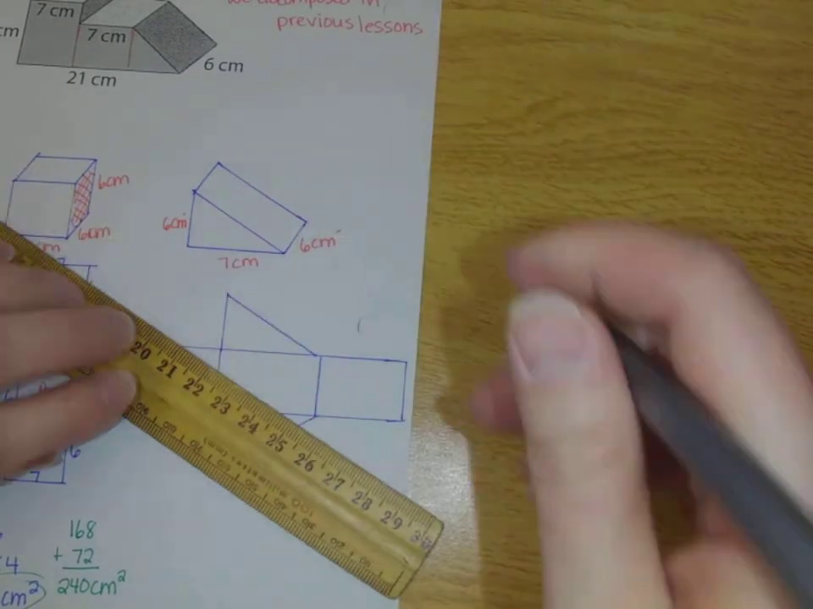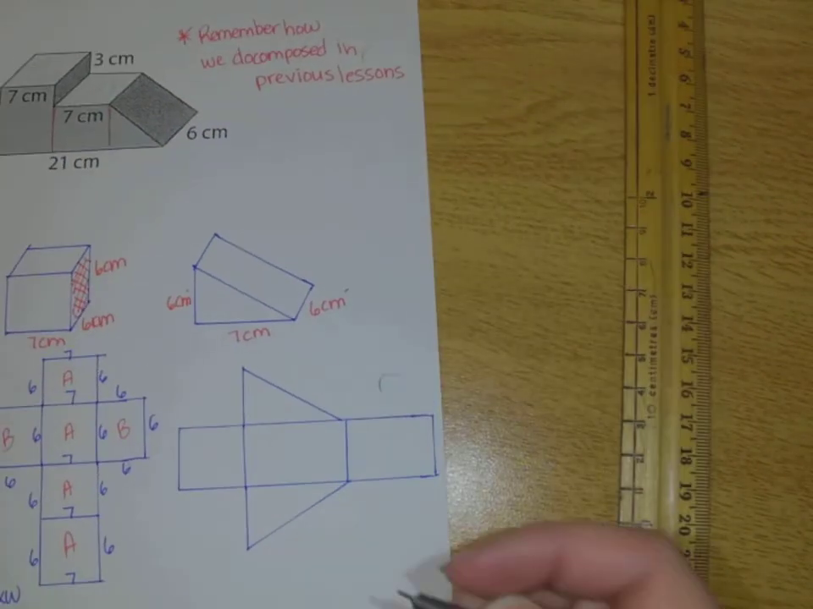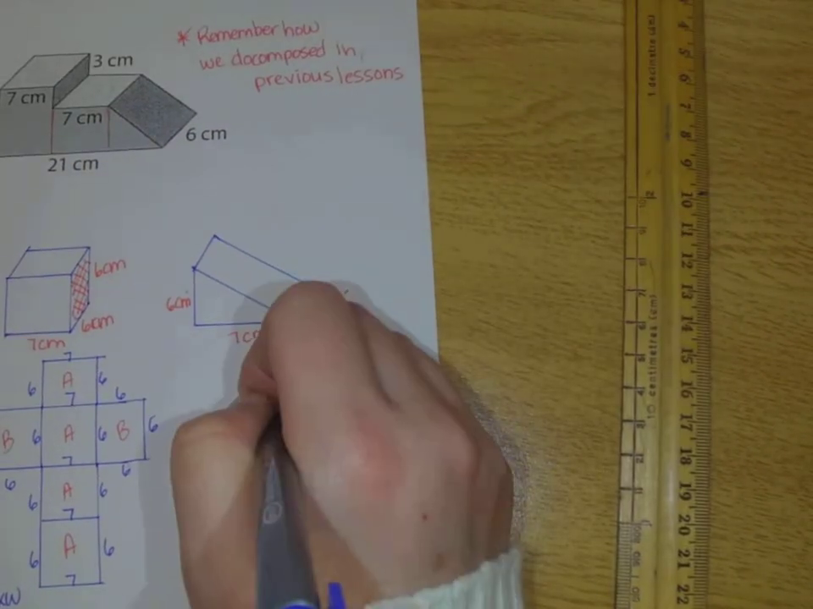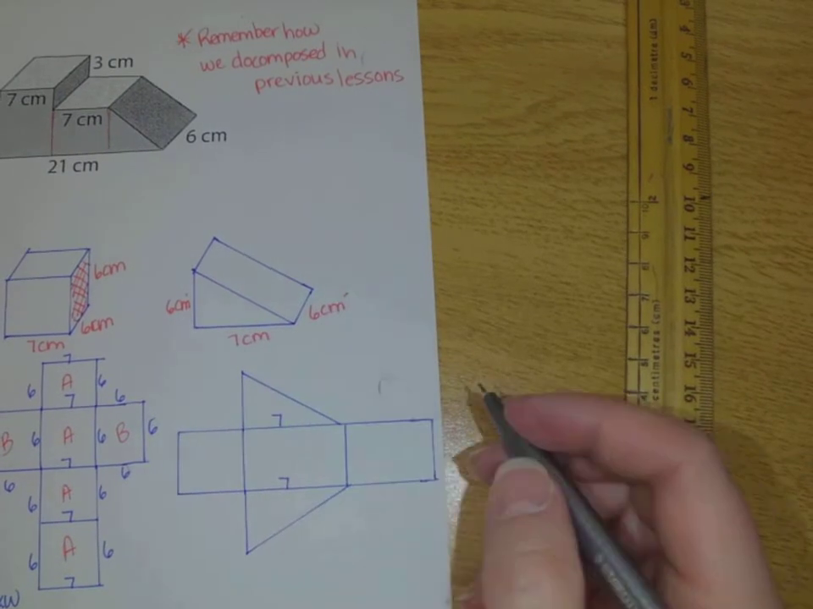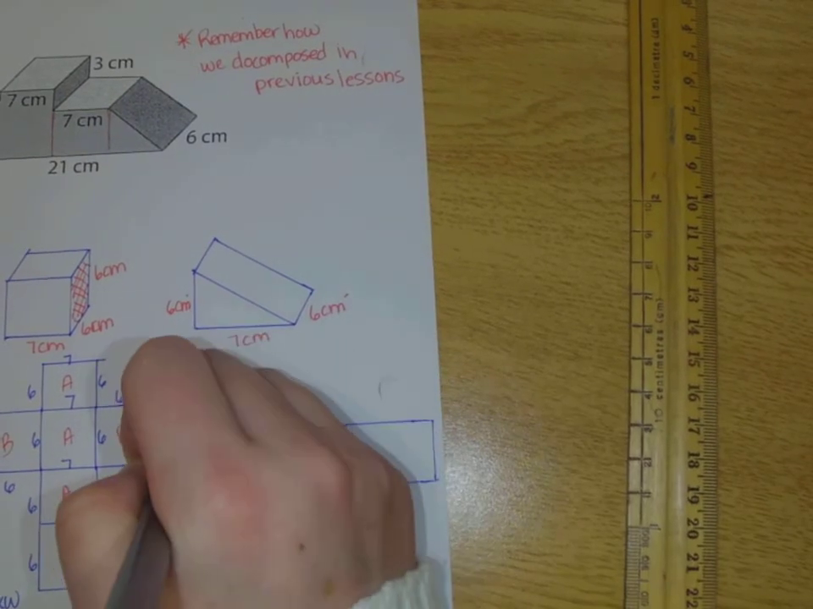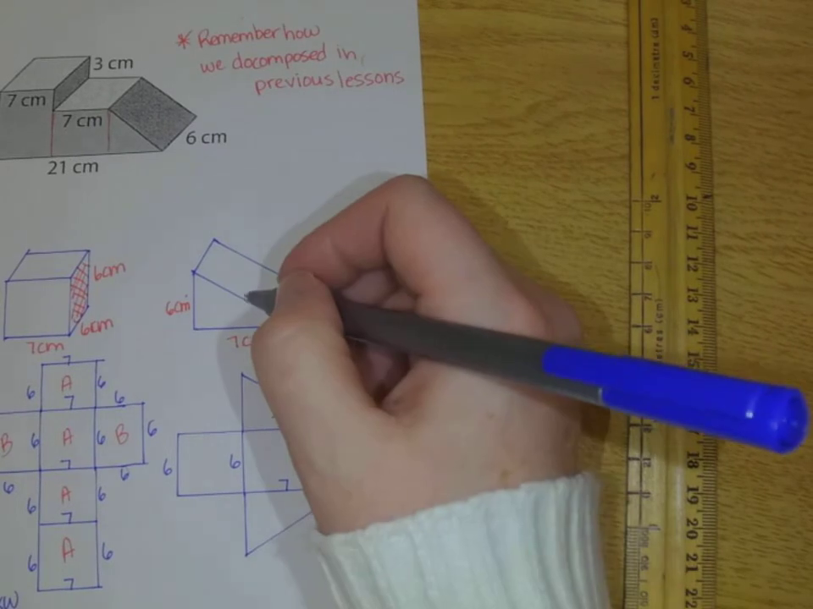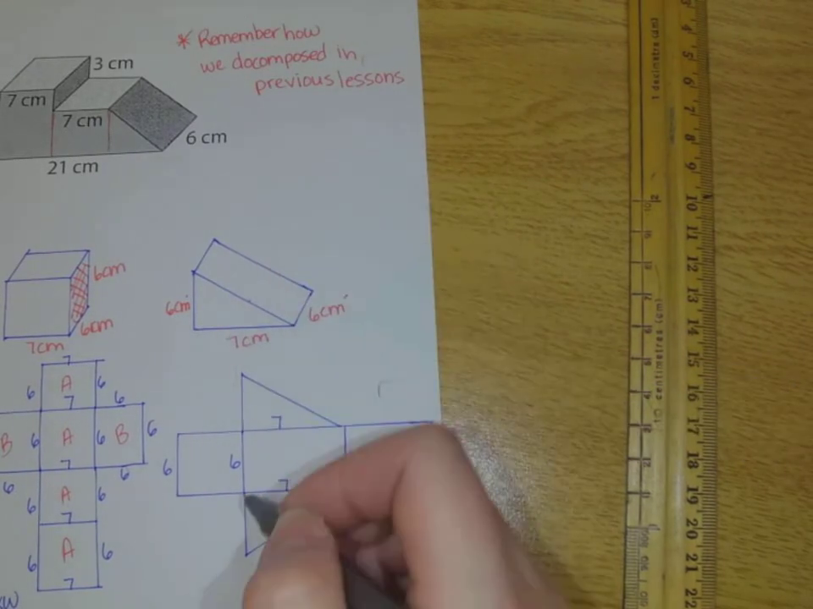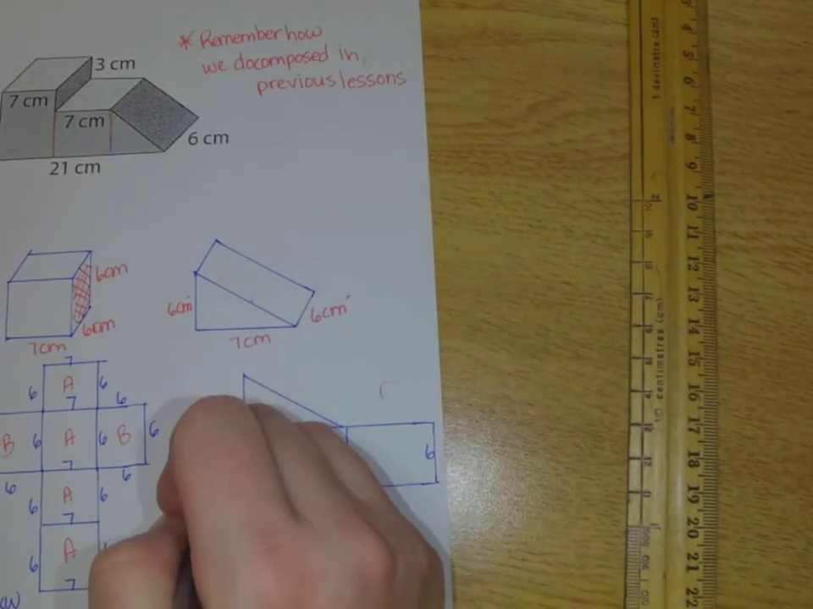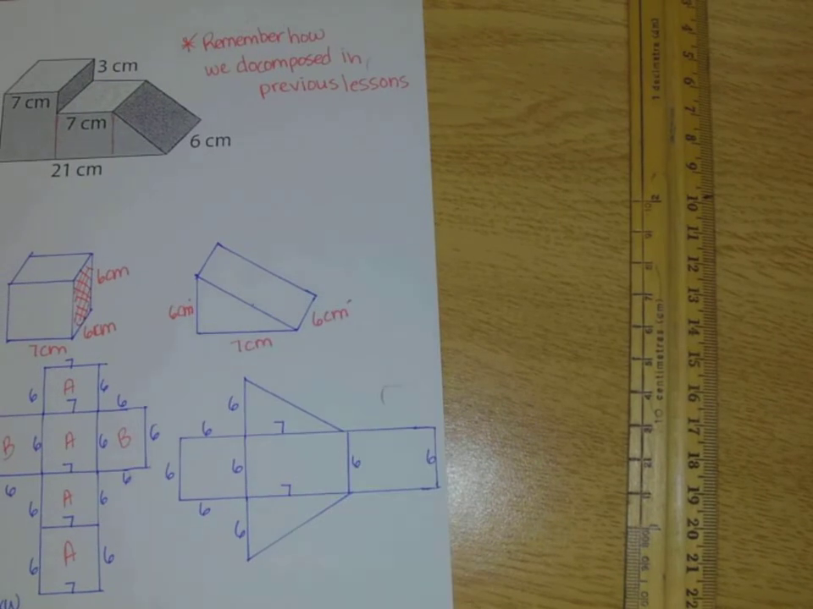Now, we have to label our sides. So we know this is 7 and this is 7 from the bottom. We know that is 6 deep, so all of these are 6. Now we don't know what this is, but we do know that this is 6 high, this is 6 high, and this is 6 high.